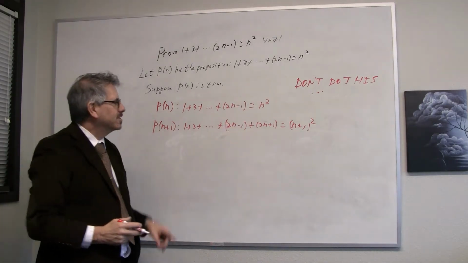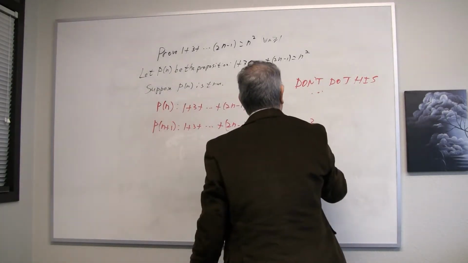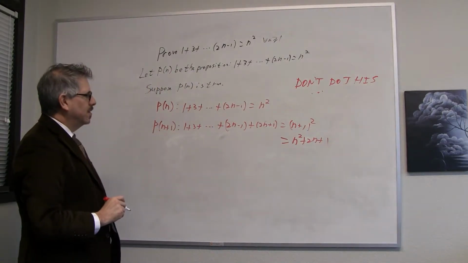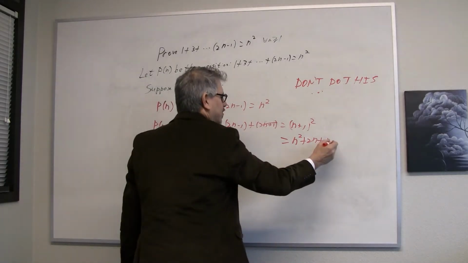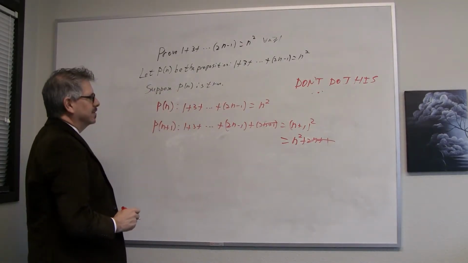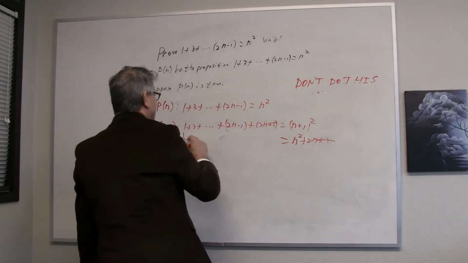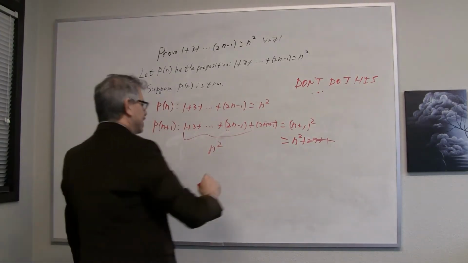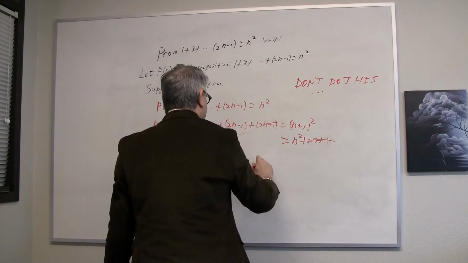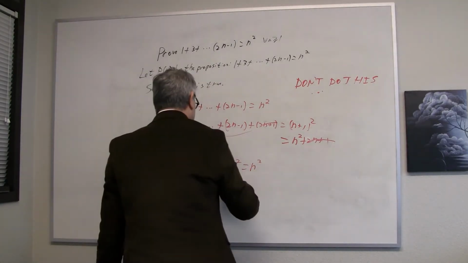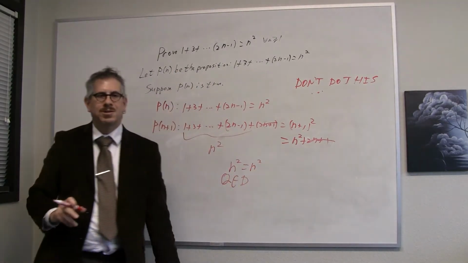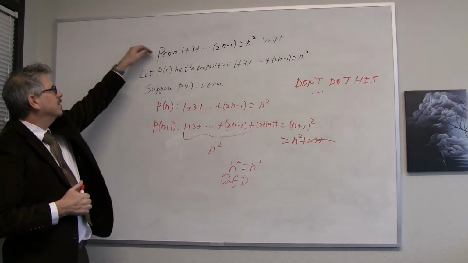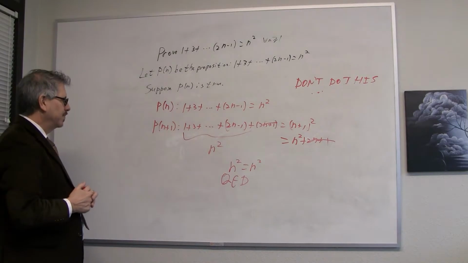So for example, I can take this right side and say this is equal to n squared plus 2n plus 1. Then I can take this 2n plus 1 and this 2n plus 1 and cancel. And I can say that this is equal to n squared because of P of n. And so I've gotten n squared equals n squared. QED. But that is not a proof of our original target theorem.